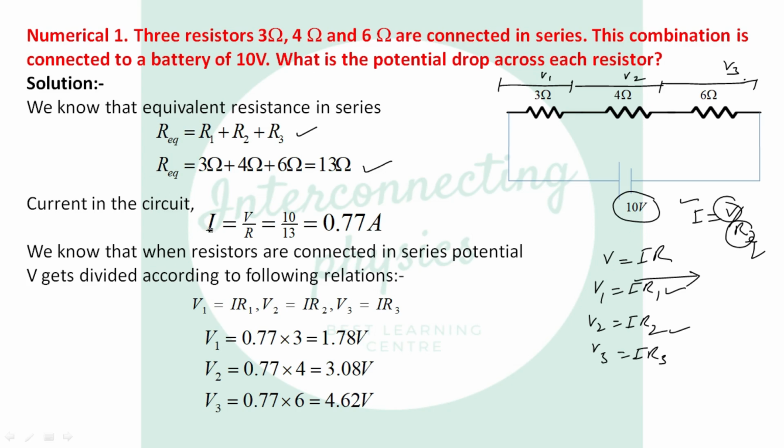Now current, according to Ohm's law, is V over R. V is 10 volt and R is 13 ohm. Both are in SI units, so the result is 0.77 ampere. Ampere is the SI unit of current. Now we can calculate V1, V2, V3, because current is 0.77. R1 is 3 ohm, R2 is 4 ohm, and R3 is 6 ohm. So we can calculate the voltage across each resistor.